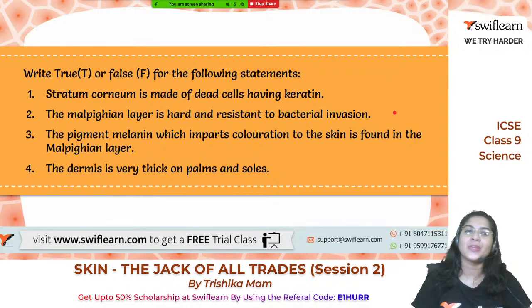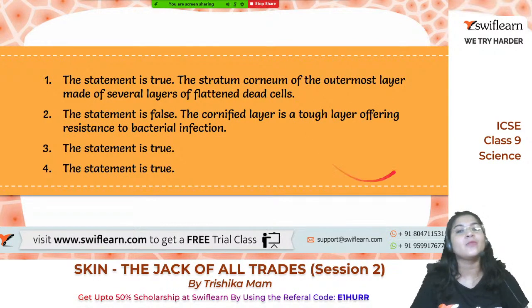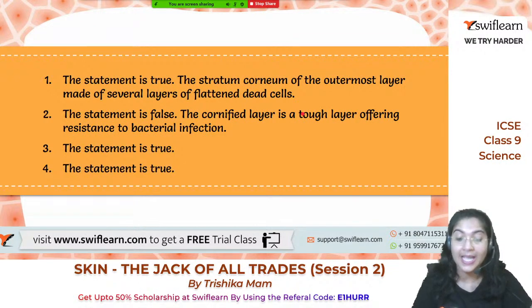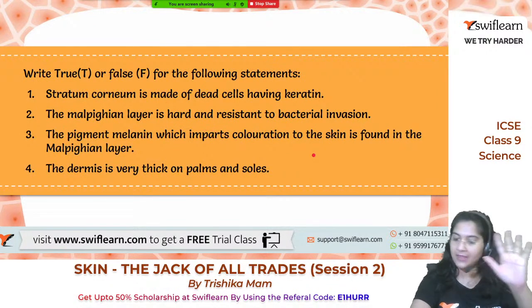So let's start with the stratum corneum made up of the dead cells having keratin. It is true. Okay. So always remember that the stratum corneum is the outermost layer of the skin having keratin. Second one is the false because the cornified layer is a tough layer offering resistance to bacterial infection. It is not the malphigian layer. The third and the fourth is the true, that is the pigment melanin is present on the malphigian layer and the dermis is very thick on the palm and the soles.